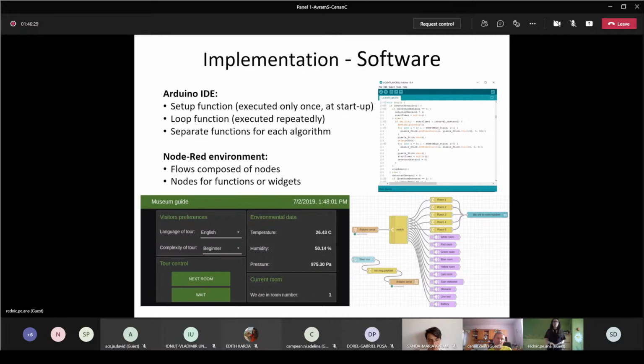The code for motion and sensing was developed in the Arduino environment, where separate functions were created for each algorithm. The interface was designed in the Node-RED environment, which is a programming tool that connects hardware devices to an interface. It consists of flows composed of interconnected nodes. These nodes are either functions or widgets or have other scopes.